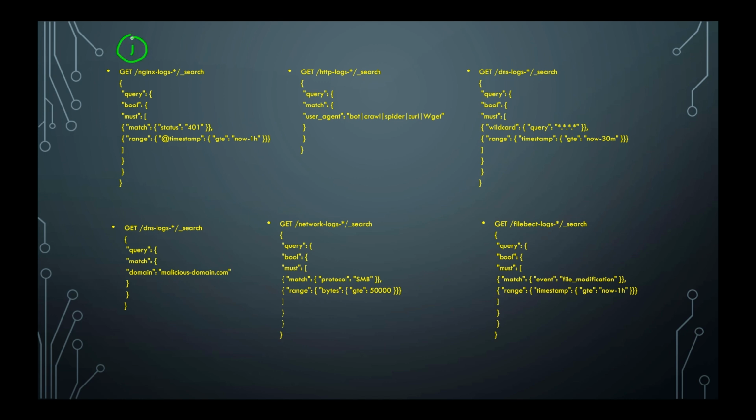Number one is for detecting brute force attacks, the failed logon. This query searches for the 401 unauthorized status code in the log from the past hour, and multiple failed login attempts could indicate a brute force attack. So it is checking the Nginx log and then matching the status 401, and the time range is the last 1 hour, from now to now-1h. This is how you can write your detection rule in Lucene or Elasticsearch.